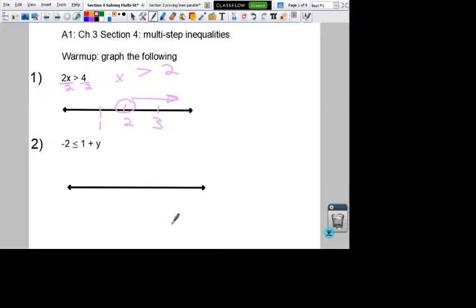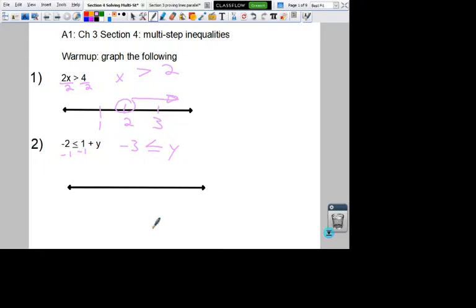Alright, so let's look at our second one here. Negative 2 less than or equal to 1 plus y. And on this one, Adelia, what am I going to do first? We're going to minus 1 on each side, and then you get negative 3. Yep. With minus 1, we get negative 3. And then you do the graph.